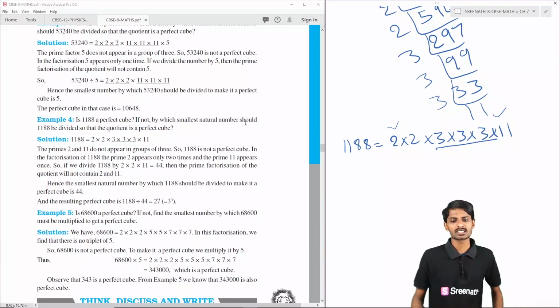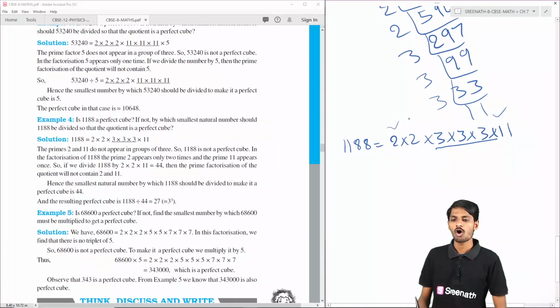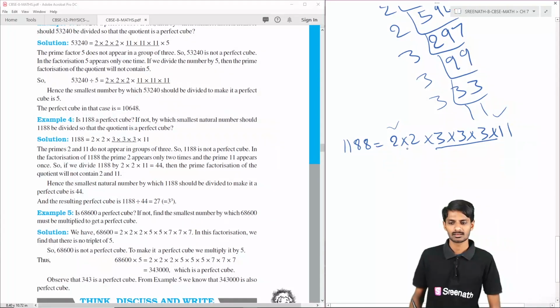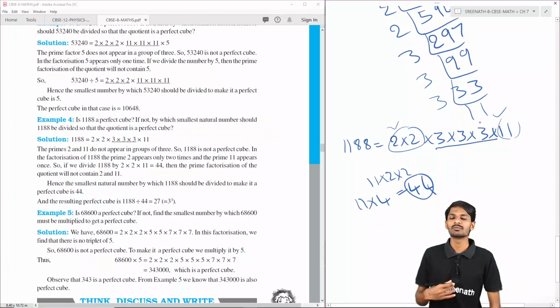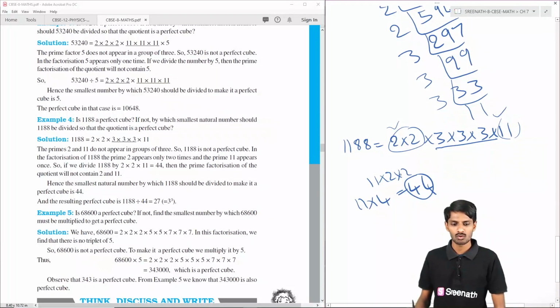By which smallest number should it be divided so that the quotient is a perfect cube? So how much do we have to divide it by? We have to divide it by 11 into 2 into 2. 2 twos are 4 and 11 fours are 44. We have to divide it by 44. Why? Because these terms have to be eliminated, then only it will become a perfect cube. You have to divide it by 44, then you will get a cubic number.